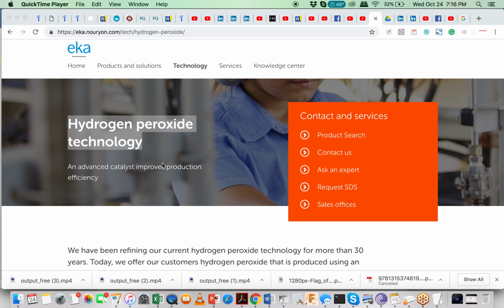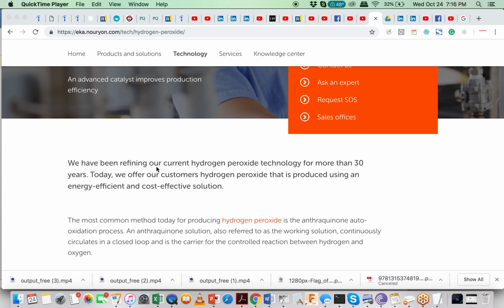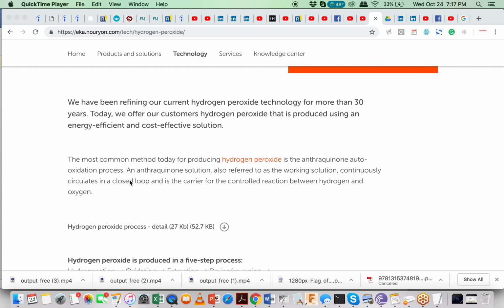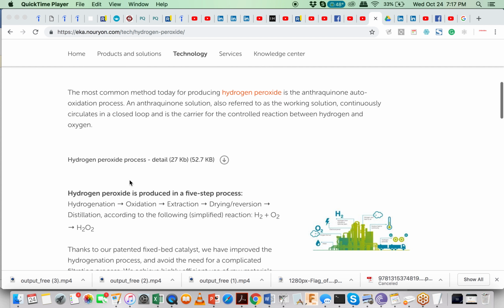Hydrogen peroxide technology. We have been refining our current hydrogen peroxide technology for more than 30 years. Today we offer our customers hydrogen peroxide that is produced using an energy efficient and cost effective solution.